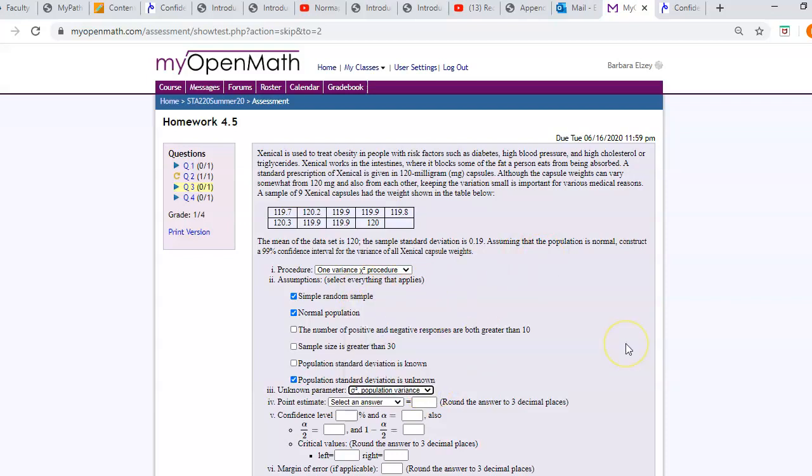So right there, our point estimate, we're going to use the variance for the sample. So S squared. And in this case, since it gives us the sample standard deviation, we just want to square this to get the sample variance. So 0.19 squared, I'll just put that in my calculator, is 0.0361.